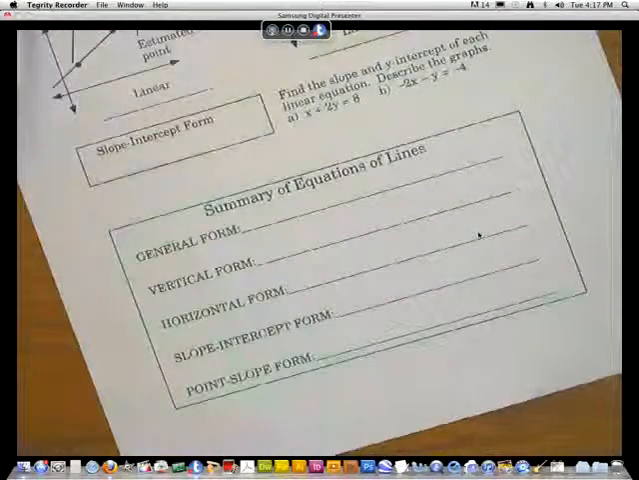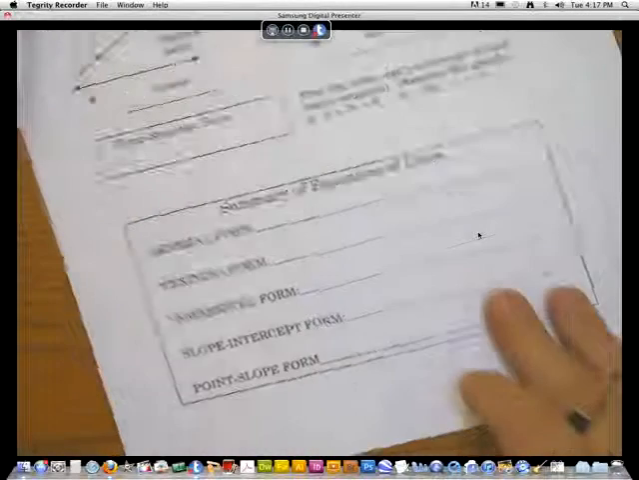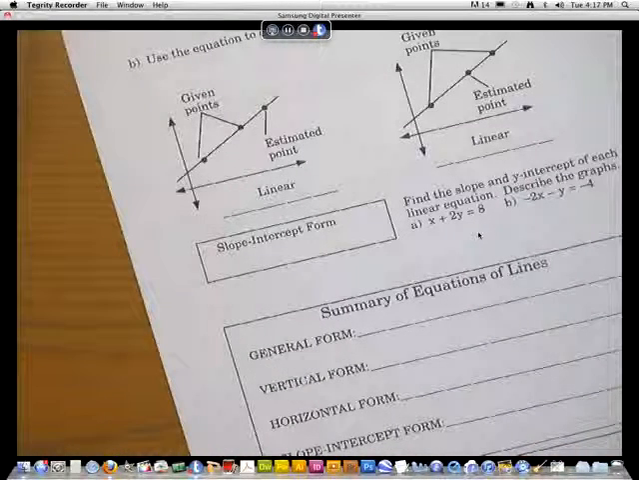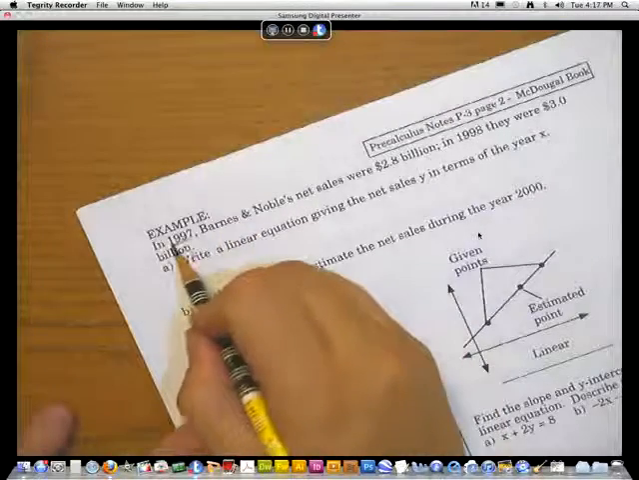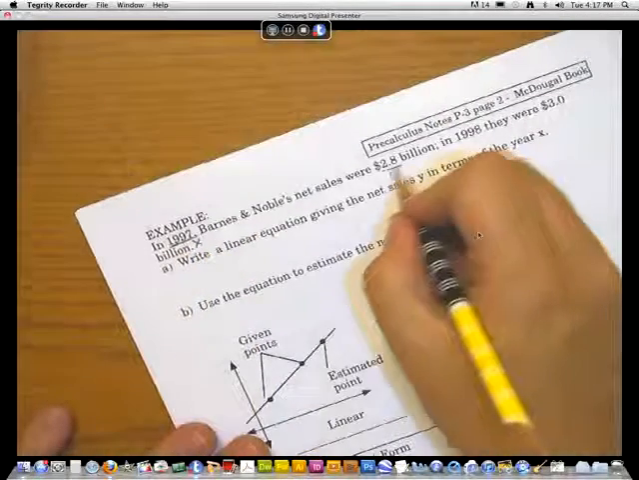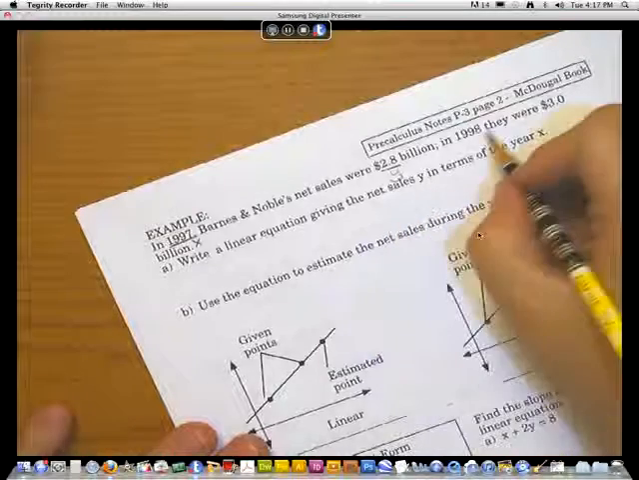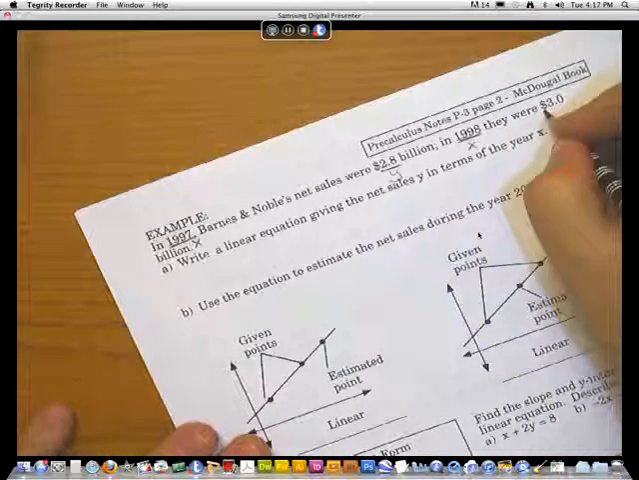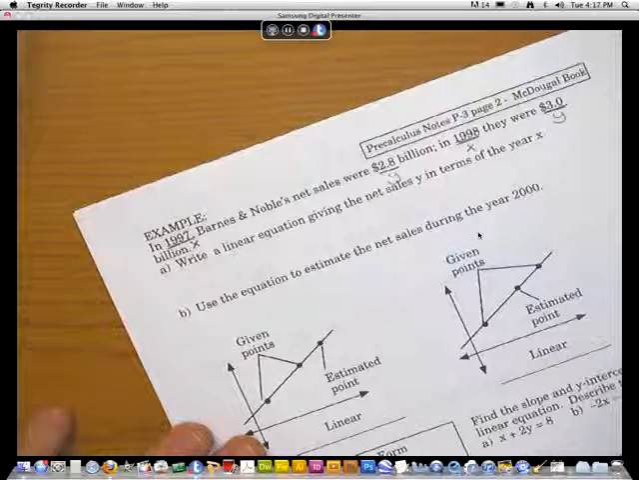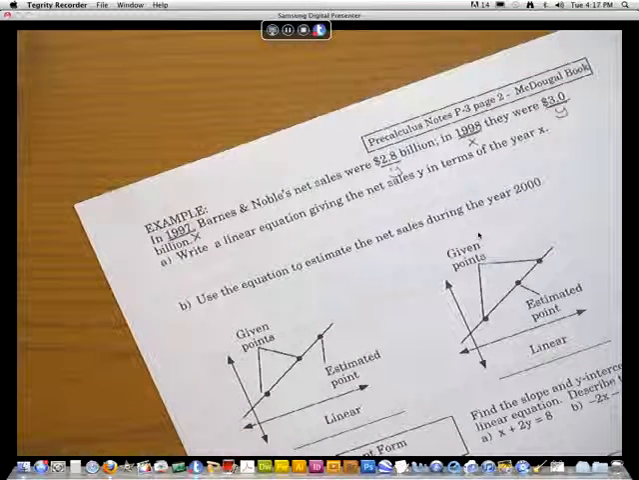Alright, moving on to page 2. It says in 1997, Barnes & Noble had sales of so much with a time. In 1998, they were so much money as well. So write the linear equation giving the net sales, y, in terms of x. Alright, so we know that the time is x, the sales are y, because that's what it tells us here. Time is x, sales are y, so that tells you which ones are your x's and your y's.